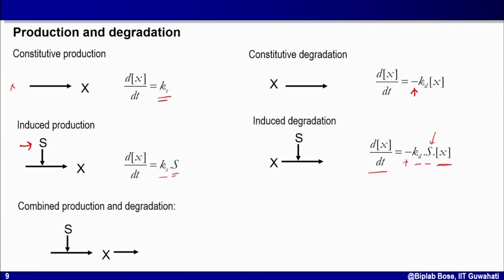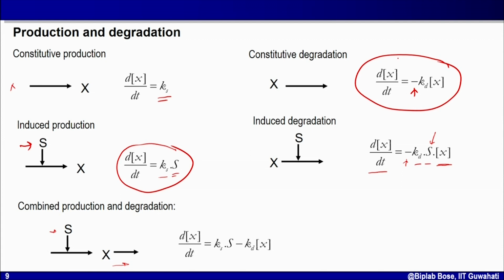So now let us club this degradation and production together. Suppose I have a small process where production of X is induced by signal S and it gets constitutively degraded. So what will be my ODE for X? Combining this equation and this equation, I can write dx dt is equal to Ks into S, this is the production term, minus Kd into X, that is the degradation term.